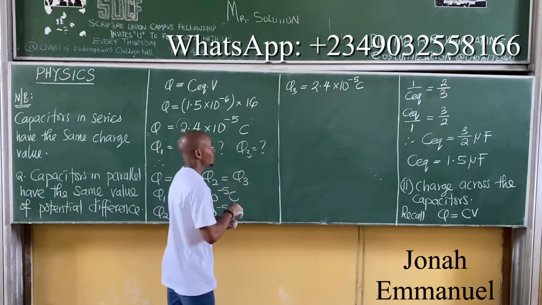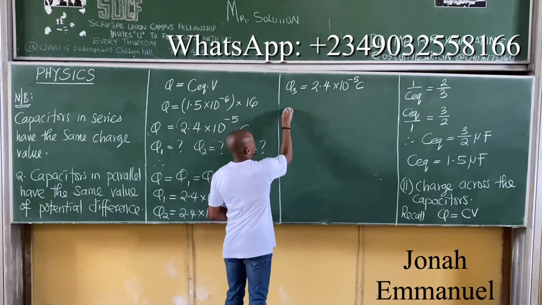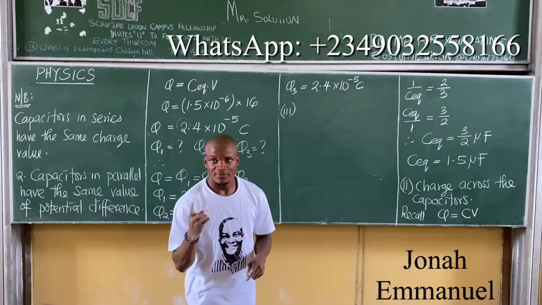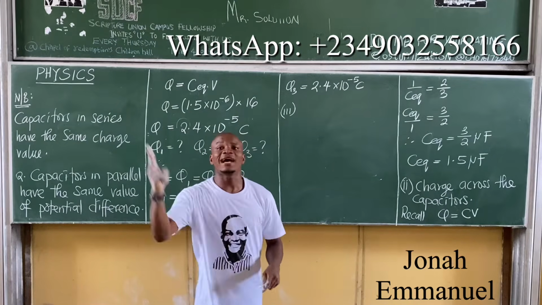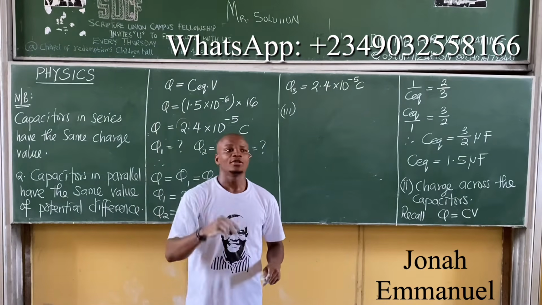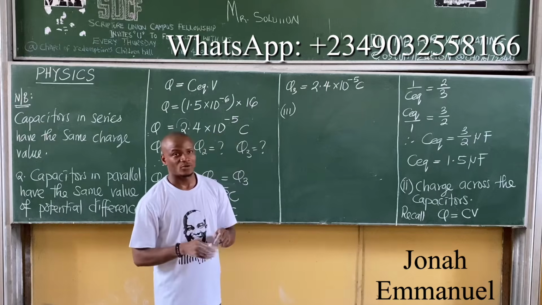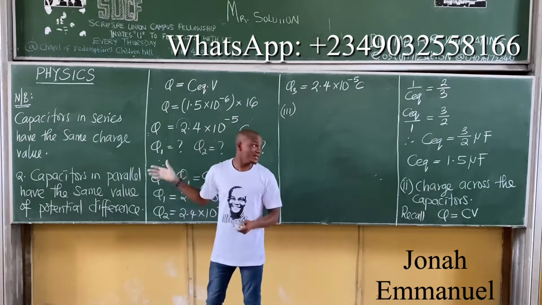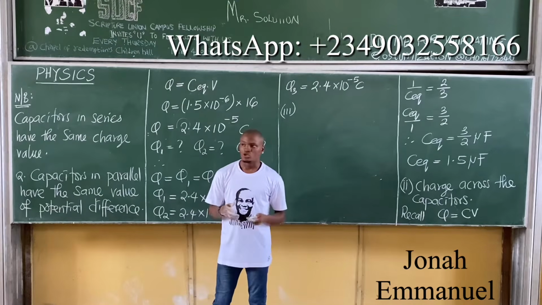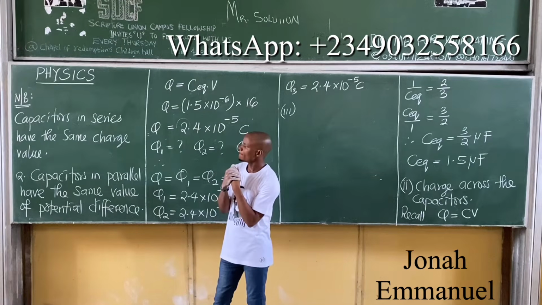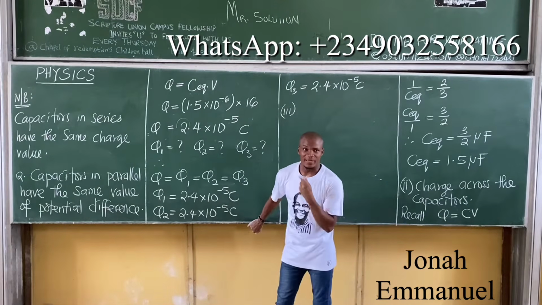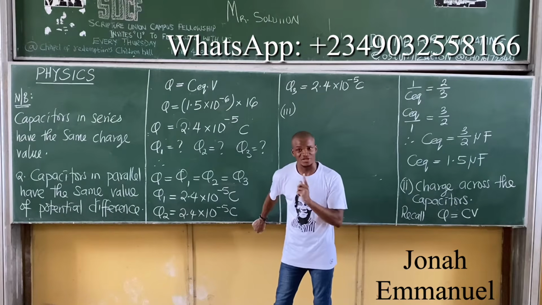This is the third part of the question. Now the question says find number 1, the equivalent capacitance; number 2, the charge across the network; number 3, the potential difference across the network. Now listen. It was a series arrangement question, so the charges were the same. For series arrangement, the potential difference is not the same.